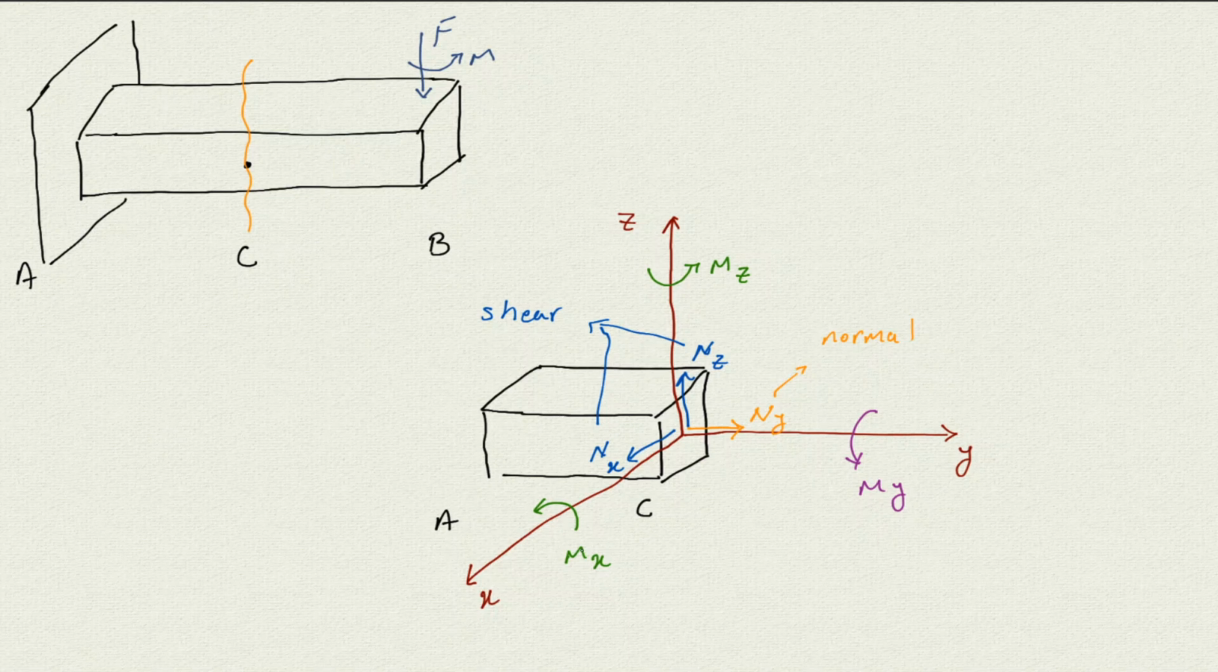Now if we look at mx and mz, we will see that they both want to bend this section. So mx wants to bend it about the x, and mz wants to bend it about the z. So mx is a bending moment, and similarly mz is a bending moment.